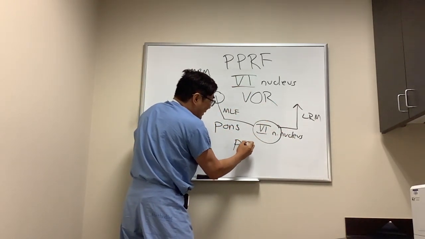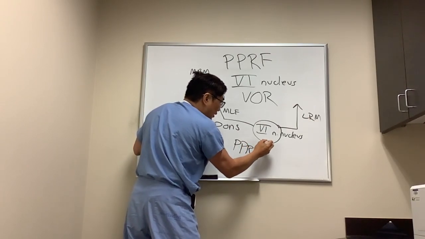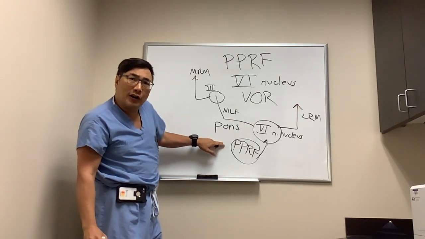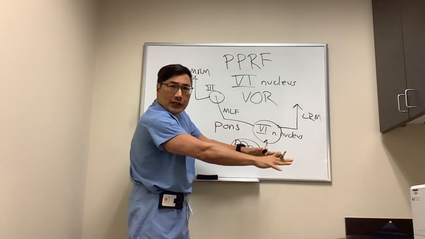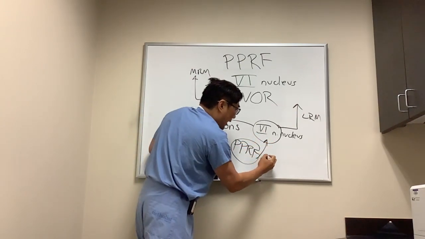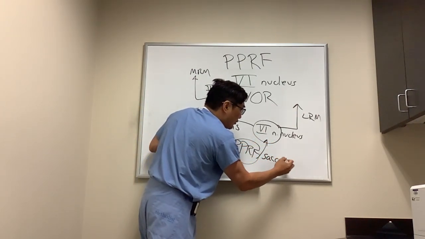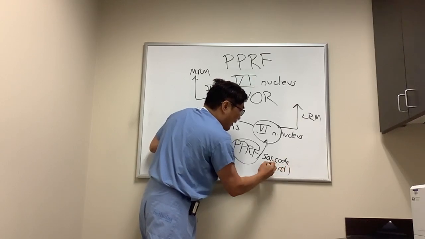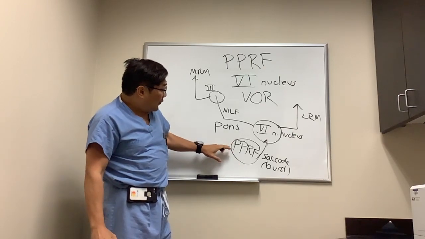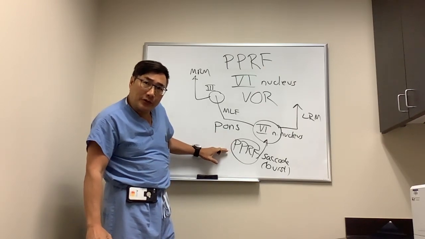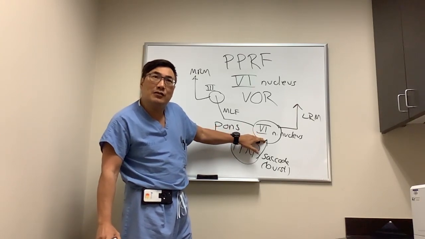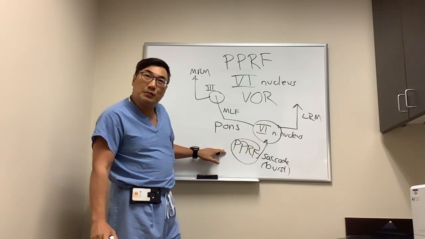However, the peripontine reticular formation also has input into the sixth nerve nucleus. And this guy is in charge of generating the horizontal saccade to the ipsilateral side. So this is a saccade generator. So burst neurons inside the PPRF fire to make you saccade to the right. And so if you have a saccade problem to the right, but no pursuit problem, you know the sixth nerve nucleus can still work. And that is a sign that it is PPRF.